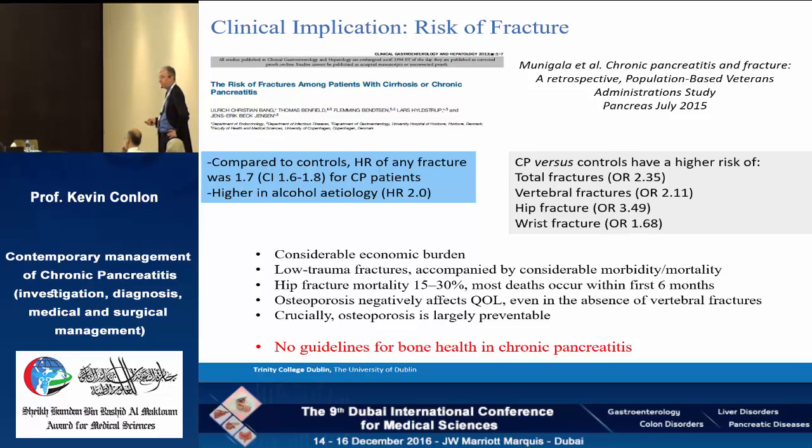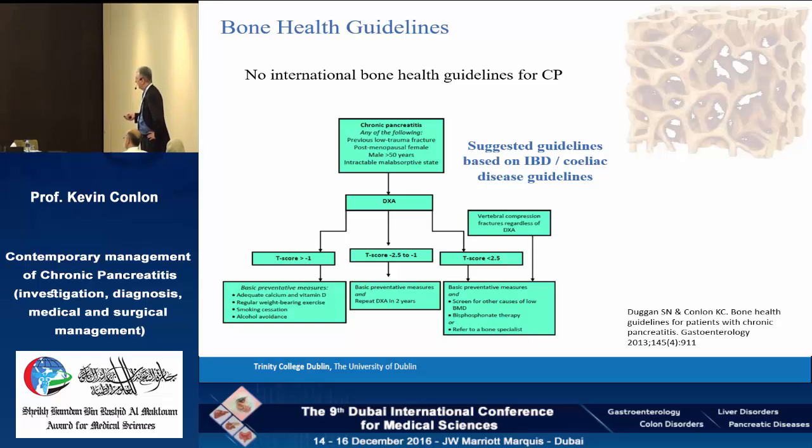So osteoporosis affects quality of life, even in the absence of vertebral fractures. It decreases the amount of mobility, and it's largely preventable. Now, I was looking at this last night, and it says no guidelines for bone health. We actually have written guidelines, but there's very few guidelines for bone health. This is what we wrote in Gastroenterology 2 years ago, which is basically we are very active in using DEXA scans, as I'll show you. Depending on whether the DEXA scan is normal or whether it shows osteoporosis, we will either give calcium, we will give vitamin D, and we may give bisphosphonates. But we're very active in terms of how we actually manage it.